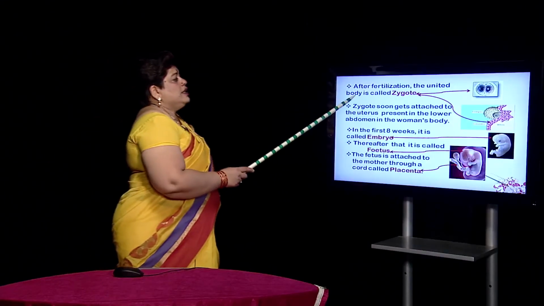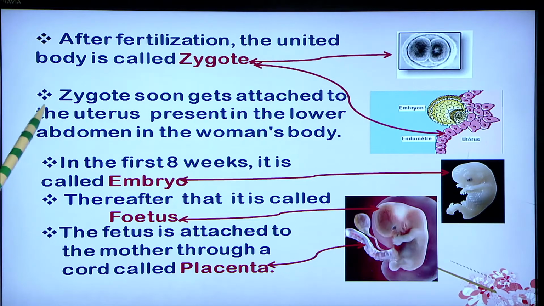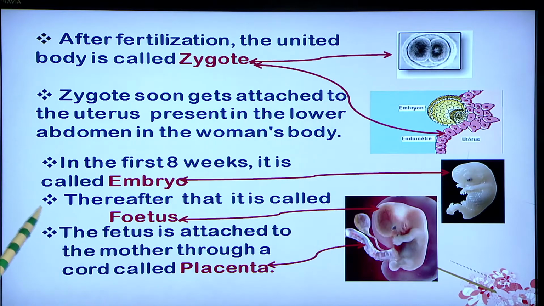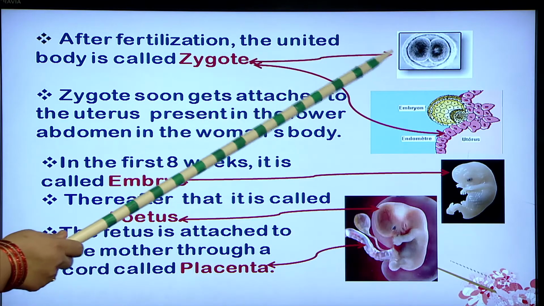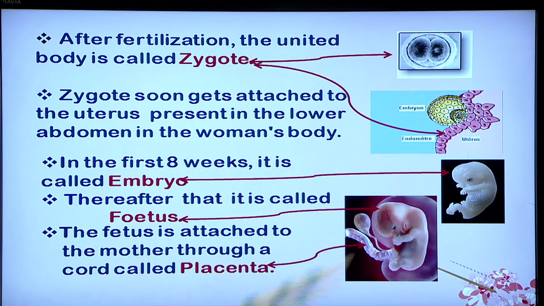After fertilization, the united body is called the zygote. The zygote soon gets attached to the uterus, which is present in the lower abdomen in the woman's body. For the first 3 weeks, it is called the embryo. After that, it is called the fetus. The fetus is attached to the mother through the cord, which is called the placenta. So, from fertilization, it goes from zygote to embryo to fetus.